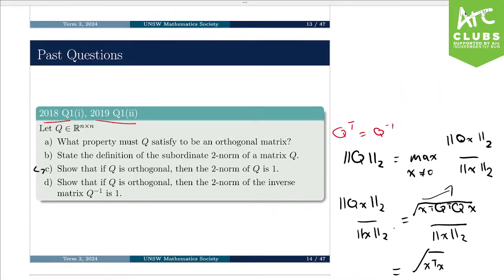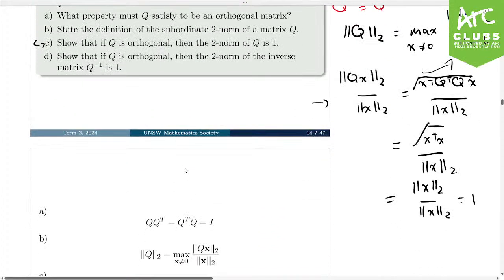So we can go through the same process as here to show that the 2 norm of that matrix is 1.